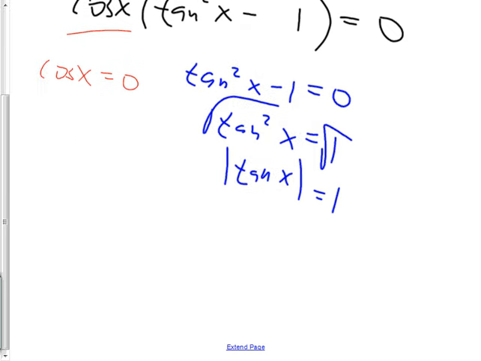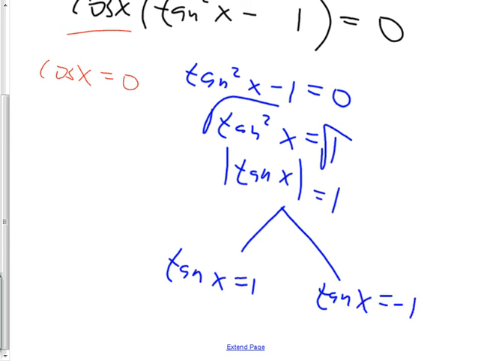Then that can break into two parts. Notice how they will be identical to each other, except for one thing. Negative 1. That negative right there is the only difference between those two equations. Then, can tangent be 1? Can tangent be negative 1? Yes, it can. You just have to think about it in terms of 1 over 1.